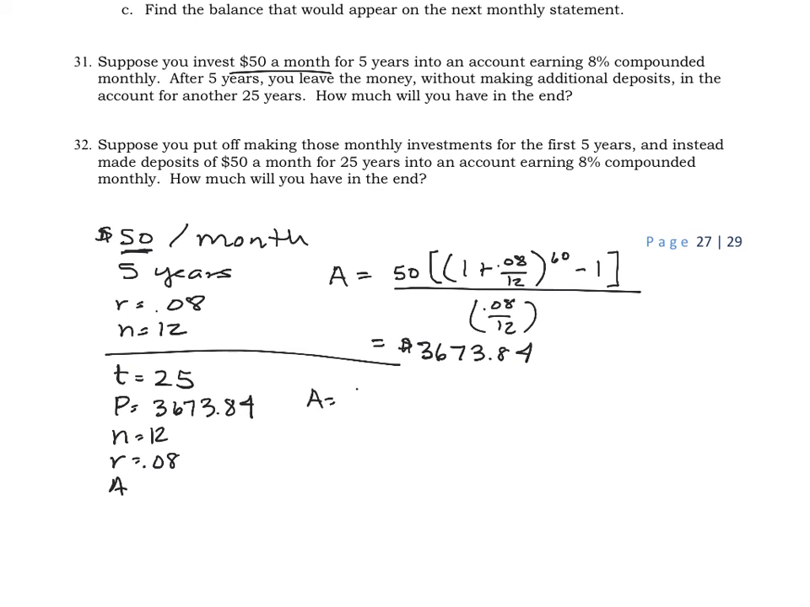So setting this up in our compound interest formula. Okay, let's see, what do we have? 12 times 25, so that'll be to the 300th power. And I'm going to end up with $26,966.63.